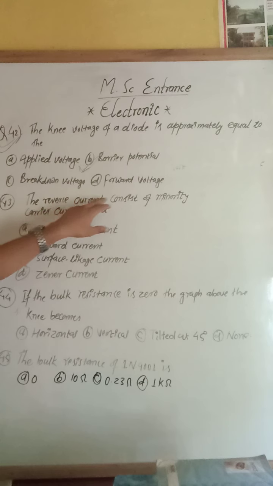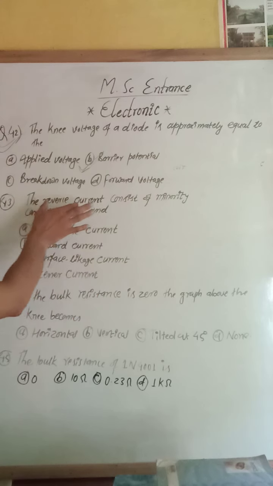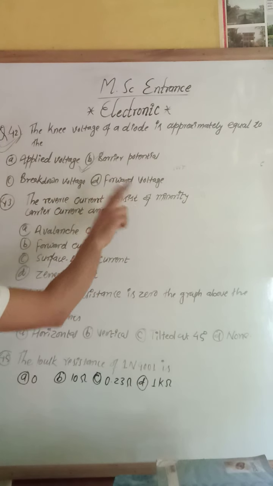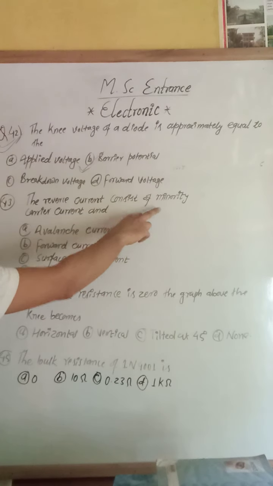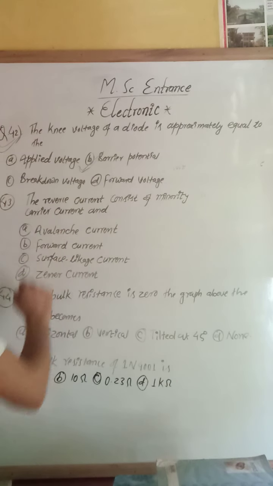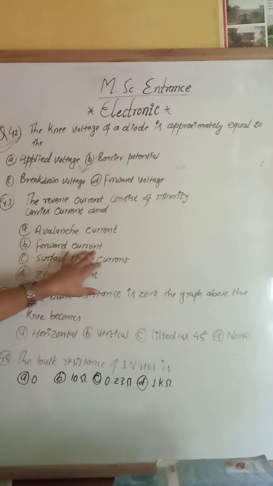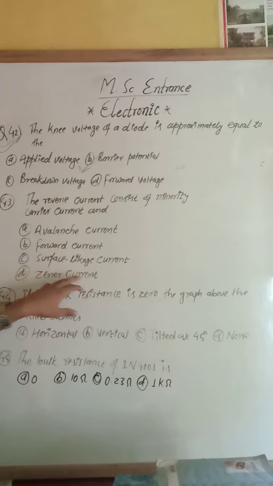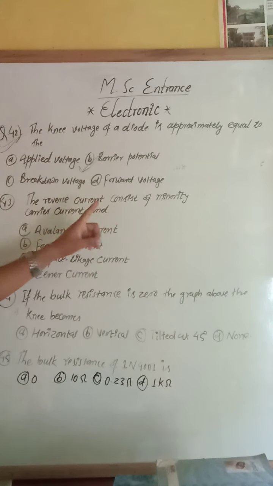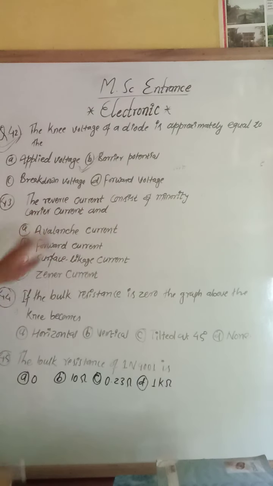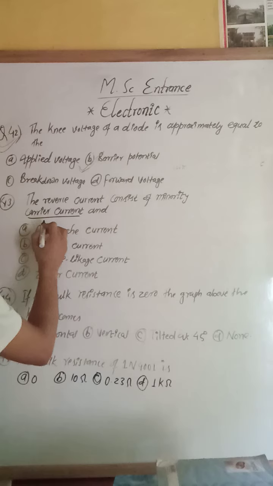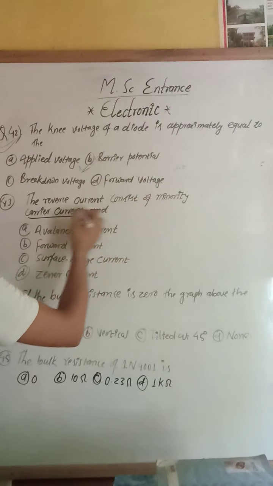the reverse current consists of minority carrier current. We have one reverse current, and this reverse current consists of two components. Among the two, one is the minority carrier current, and which one is the next, our correct option? We are given four options: avalanche current, forward current, surface leakage current, and Zener current. Okay, the reverse current consists of the minority carrier current.